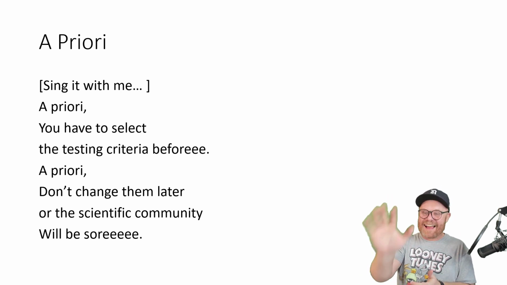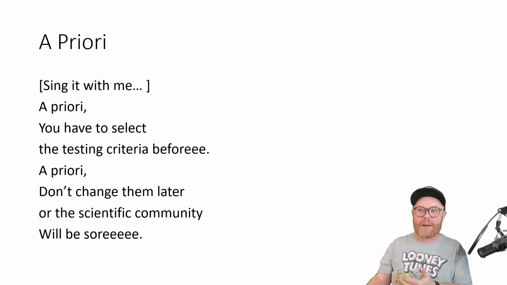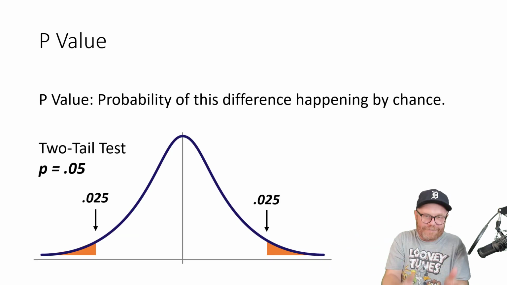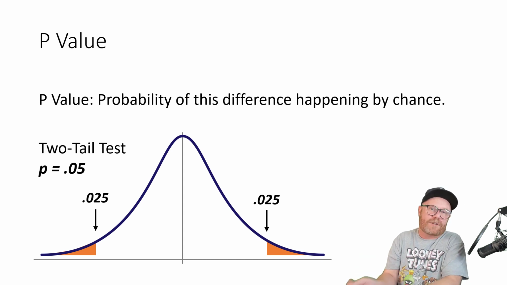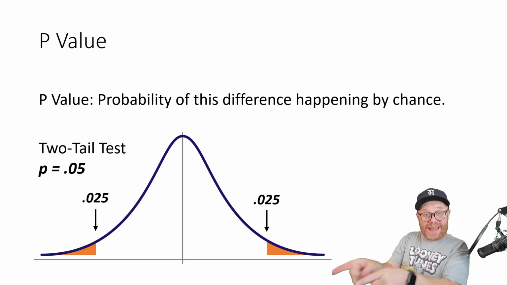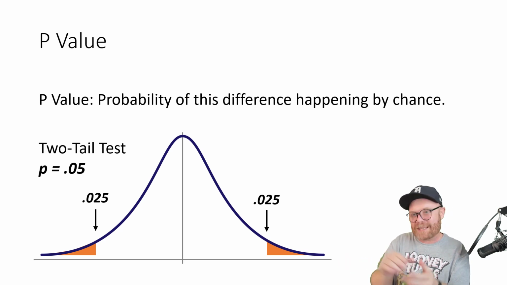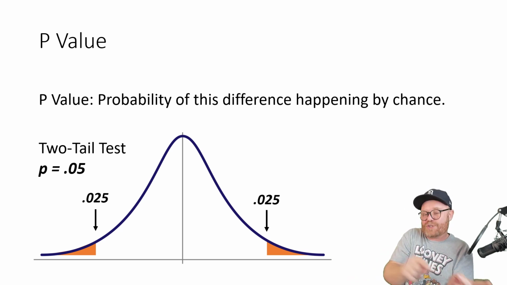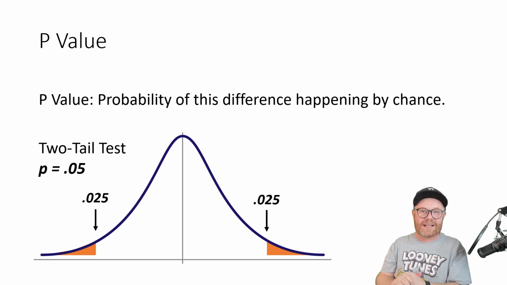So let's move forward. Now that we know a priori, the idea that we have to set things ahead of time, we can't change them after the fact and say, oh, this would have made it look like I found something. I'm going to change my p-value or change whether it's a one or two tailed test. We'll talk about this now.